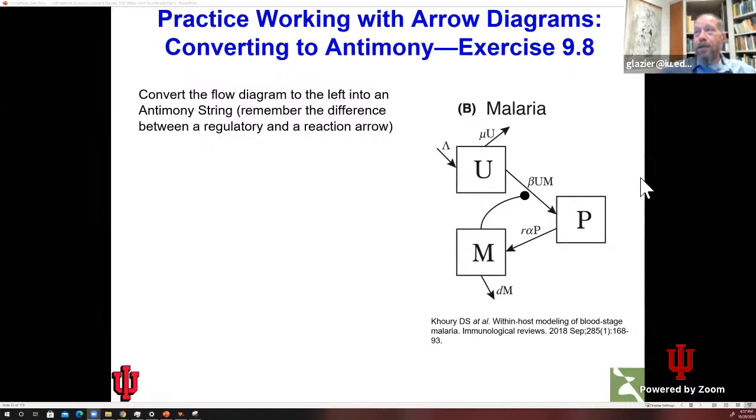So is it clear what the little assignment is? It's to take this diagram here and turn it into an antimony string. I'd like everybody to take a few minutes and do that. Clearly you have 1, 2, 3 species, but you have a lot more than 3 arrows. You have 1, 2, 3, 4, 5 transformational arrows. The regulatory arrow, and this is a hint, doesn't actually generate an arrow in an antimony string. So why don't you give that a shot?